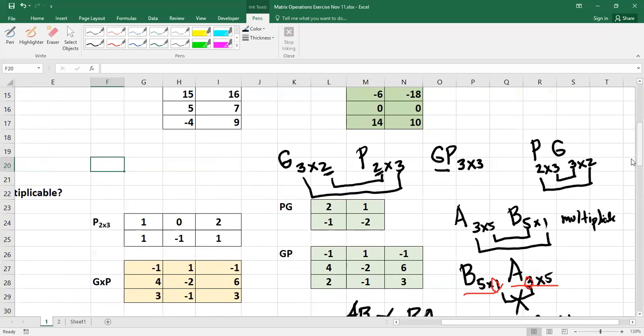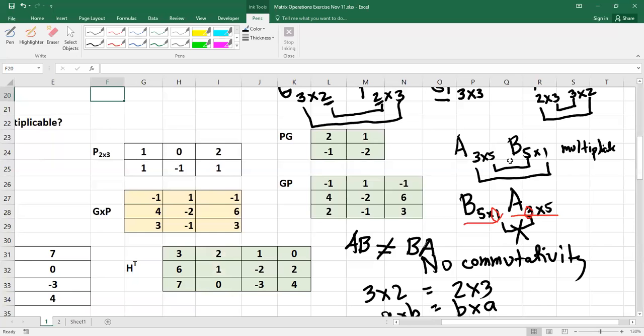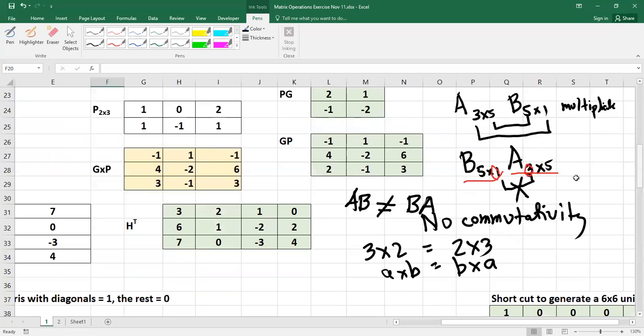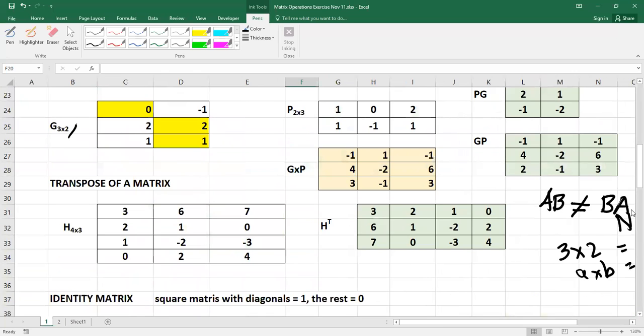We gave an example last time, A times B, where A times B is multiplicable because the column of matrix A is the same as the row of matrix B, and the resulting matrix is 3 by 1. However, B times A is not multiplicable because of the rule that we just mentioned. So there's no commutativity as far as matrix multiplication is concerned.